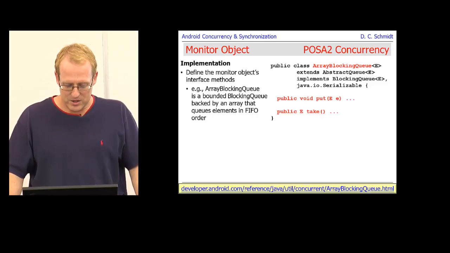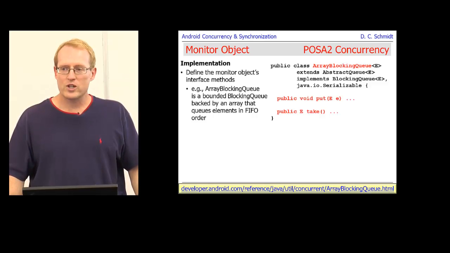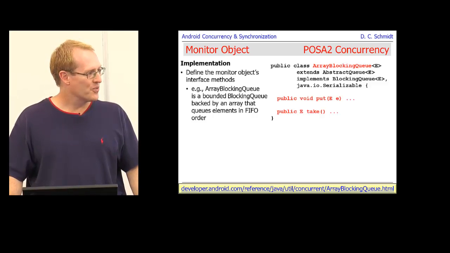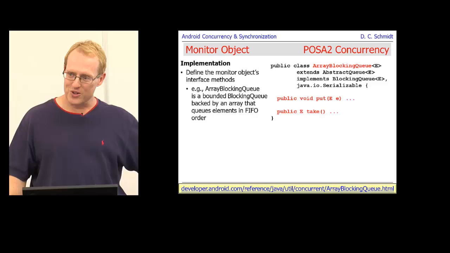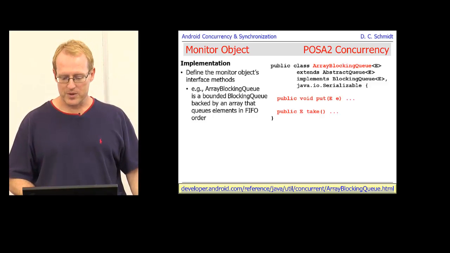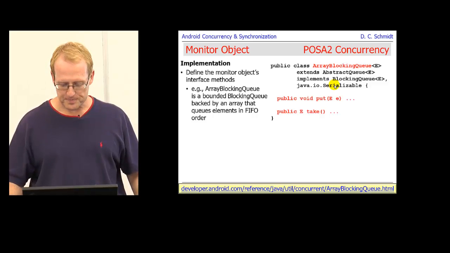So to make that latter point crystal clear, here's a piece of code from the Java util concurrent implementation, which implements something called an array blocking queue, which is very much like our synchronized queue that we looked at before. This is just what's built into the Java concurrency libraries. So you can see the array blocking queue is a generic type that extends abstract queue, implements blocking queue, and also provides some serializable capability as well.